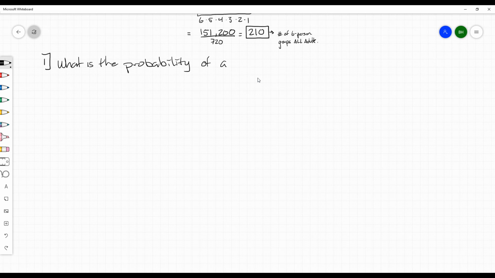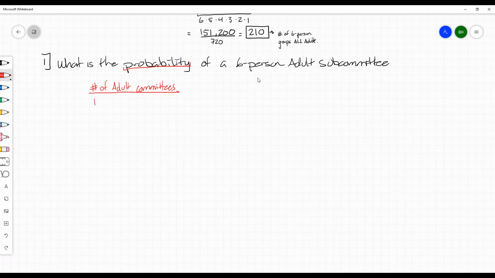of a 6-person adult subcommittee. If we're trying to find this probability of this adult subcommittee, we want to know, actually not the probability, we want to know the number of possible adult committees. And we also want to know the total number of committees possible, so that we can determine the probability of this.